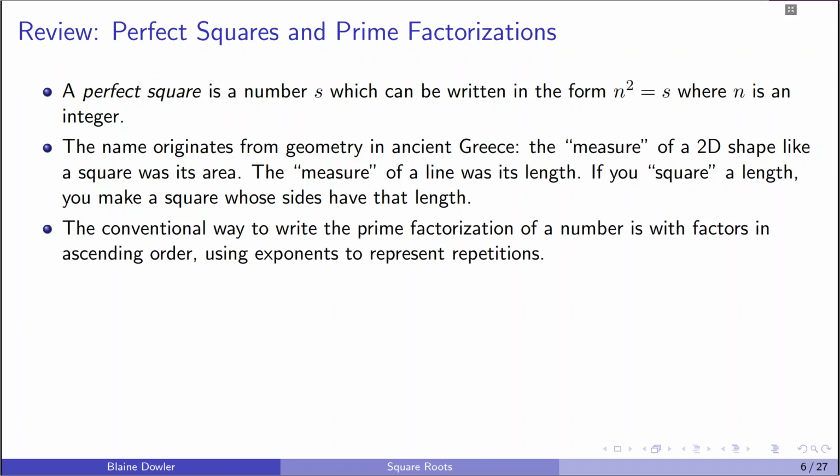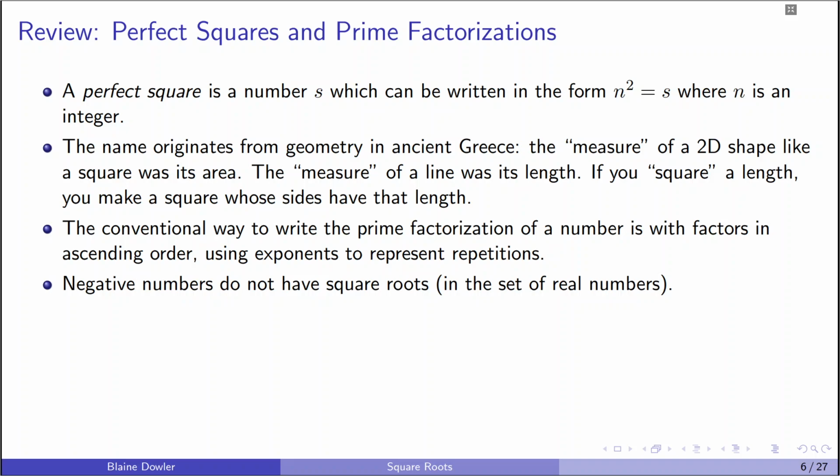So the conventional way to write the prime factorization of a number is with factors in ascending order and using exponents to represent repetitions. Again, that is merely convention. It is not technically incorrect to write them in other orders or to not use exponents, but sticking to conventions makes your work much easier to read and much more clear to the reader. And it's just far easier for them to work with the result. So there's not a great reason not to, which is why some teachers will even penalize if your answers do not follow the conventions.